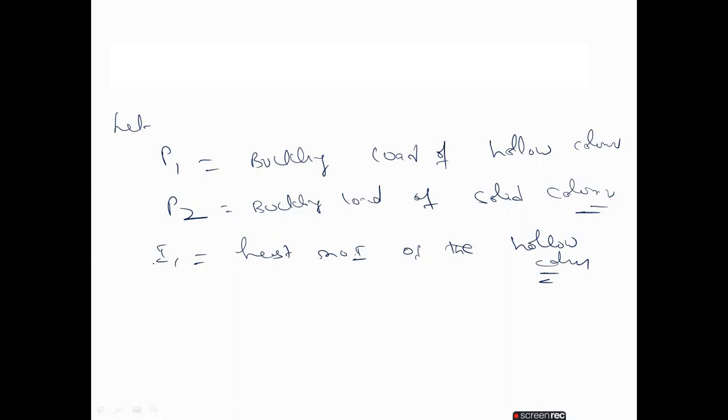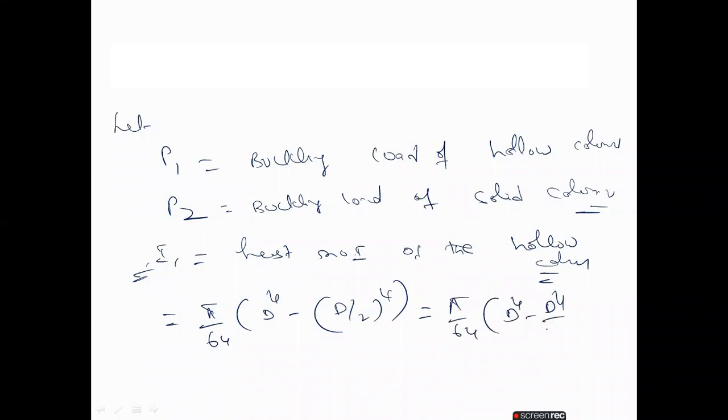First we have to calculate I1, the least moment of inertia of the hollow column. The formula is pi by 64 into capital D power 4 minus capital D by 2 whole power 4. If you solve this, we get pi by 64 into D power 4 minus D power 4 by 16. So finally, pi by 64 into 15 by 16 D power 4. This is the I1 value. What about the I2 value? I2 is the least moment of inertia of the solid column. The solid column formula we know directly: pi by 64 into small d power 4. So now we know I1 and I2.